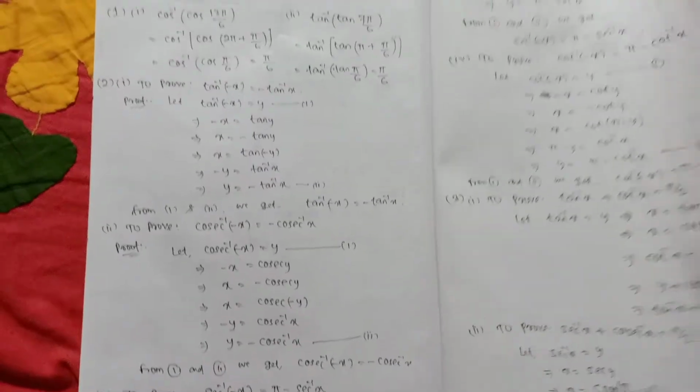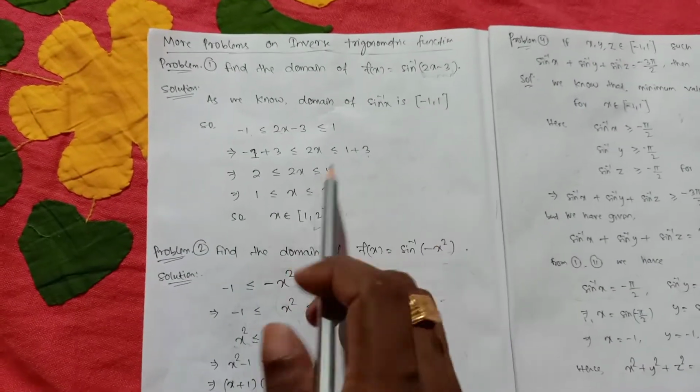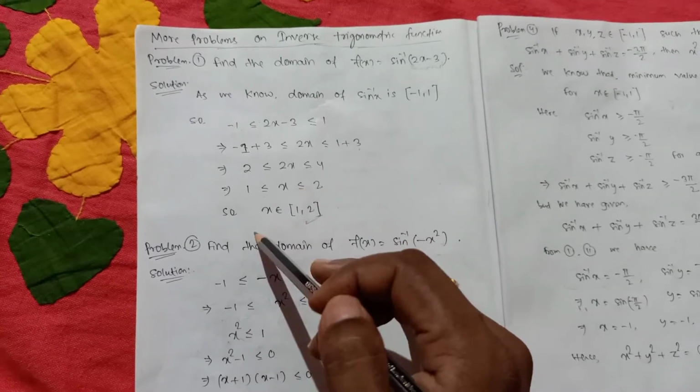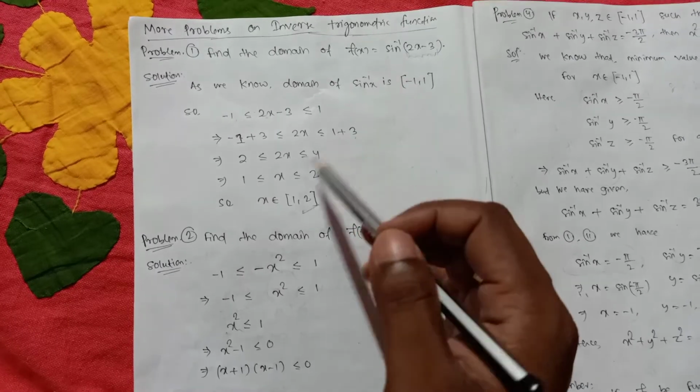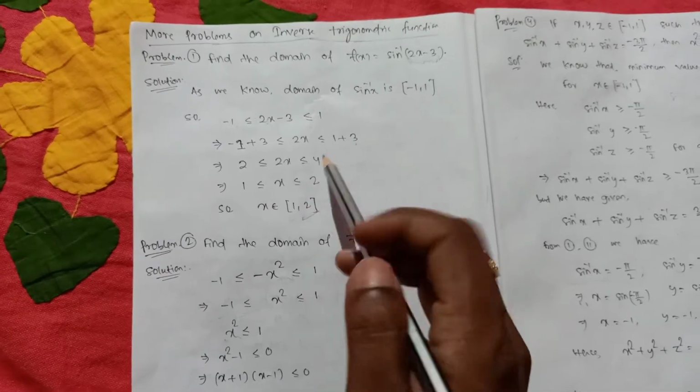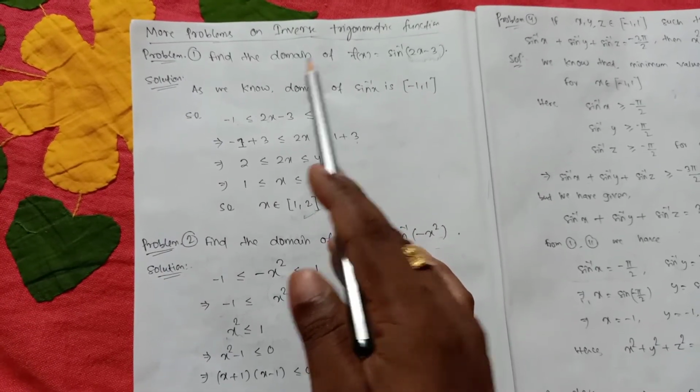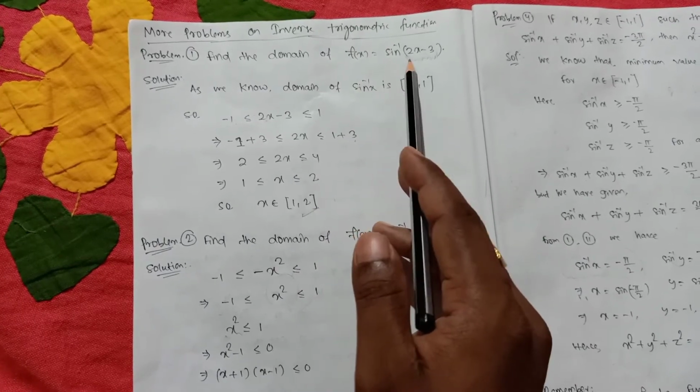Note that before you see the solutions, try to solve them on your own, and only then look at the solutions. It is better for you. The first question is: find the domain of the function sin inverse of (2x minus 3).